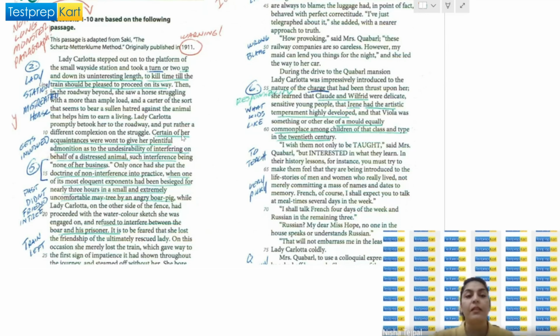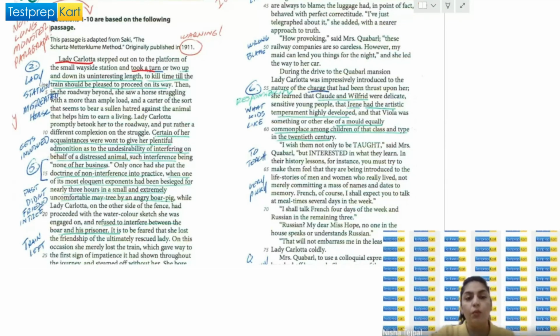It says that it is about a place which is a railway station. Lady Carlotta is waiting for a train probably, and she is walking or taking a stroll there. Taking a stroll means just moving to and fro and covering some distance. Taking a turn, this is what it means, right? So it is about Lady Carlotta. This is the main character.